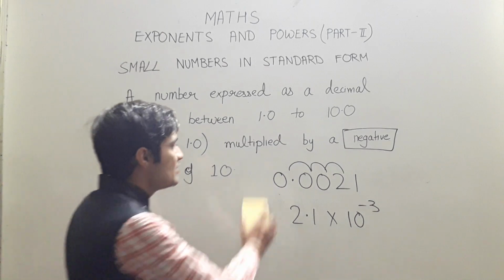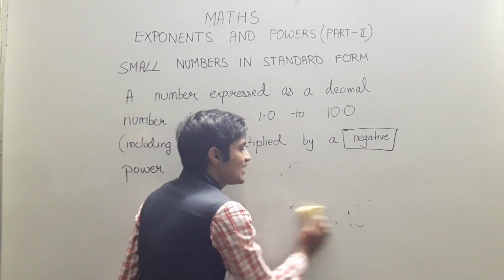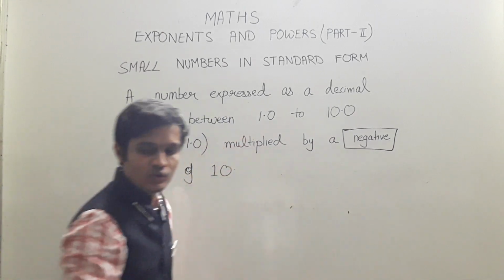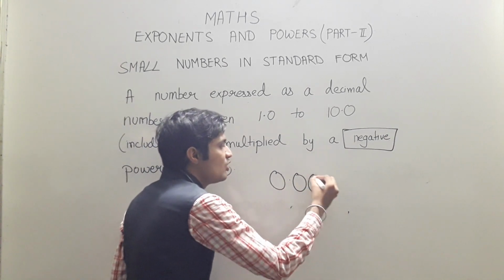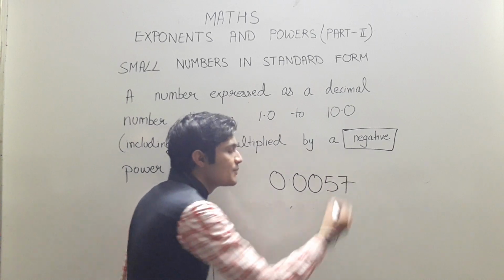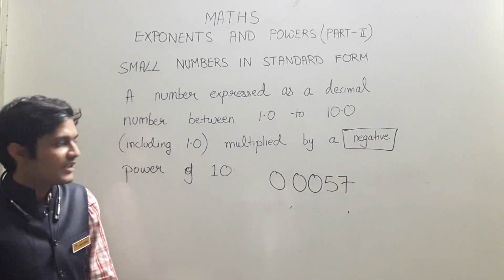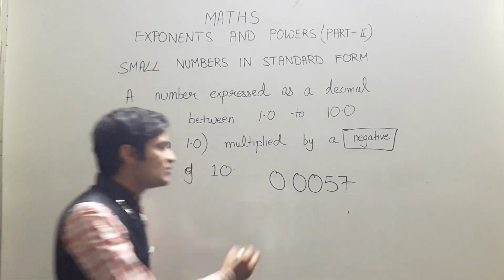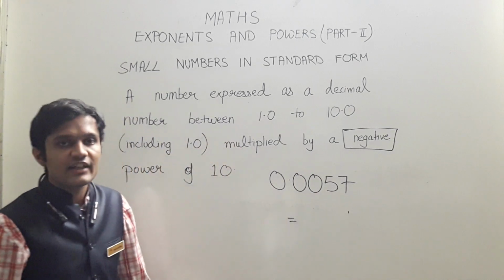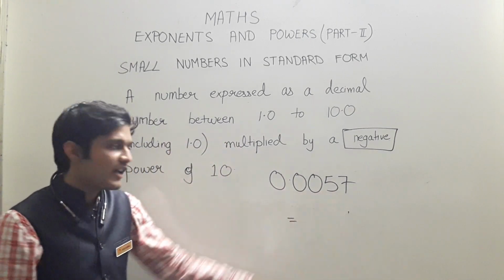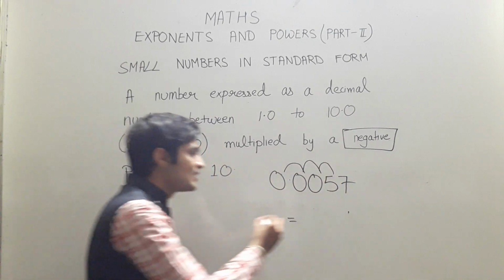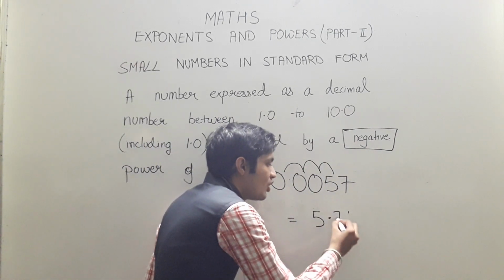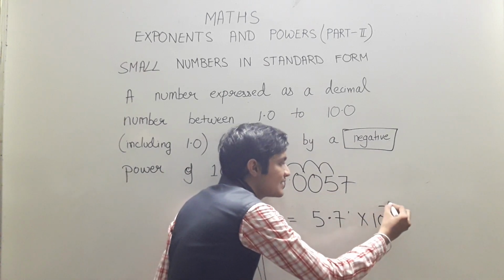One more example we can take. For example, if you want to represent the number 0.0057 in standard form, again you can see that we are shifting the decimal after 5. So we are shifting it by 3 places, so the exponent of 10 will be -3.